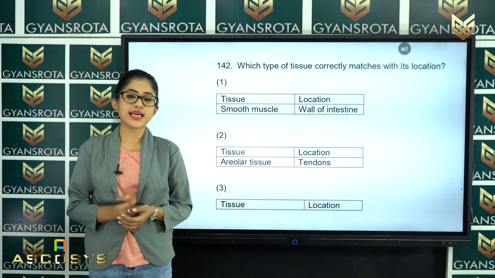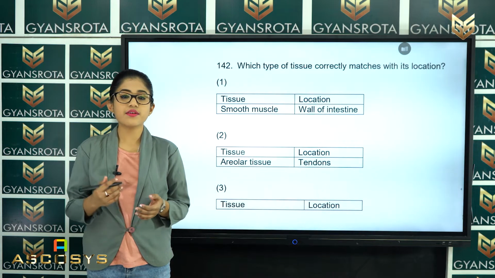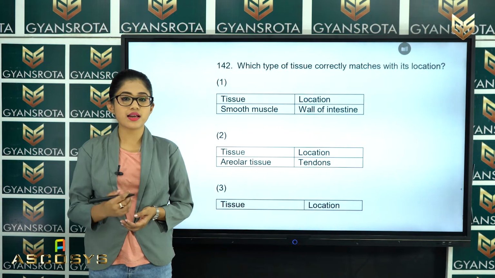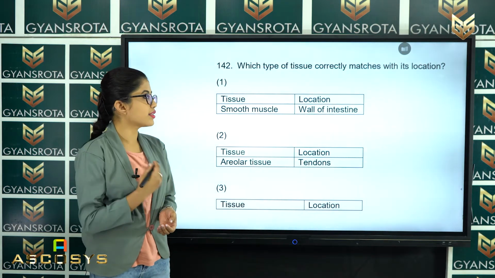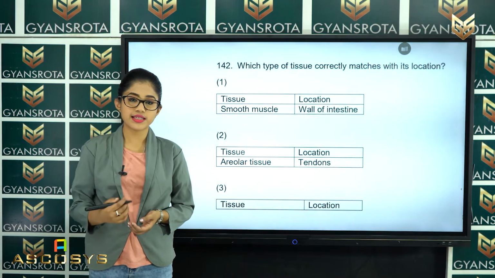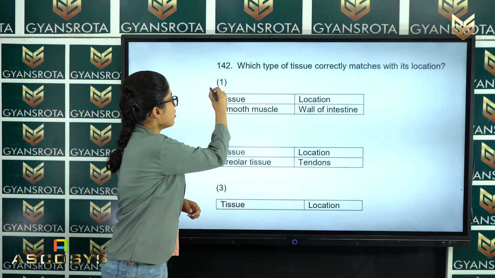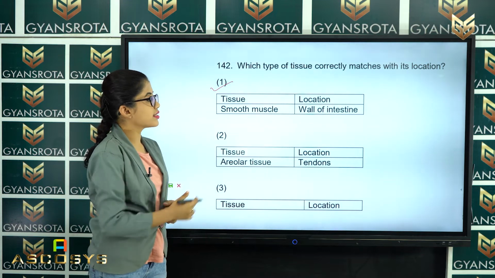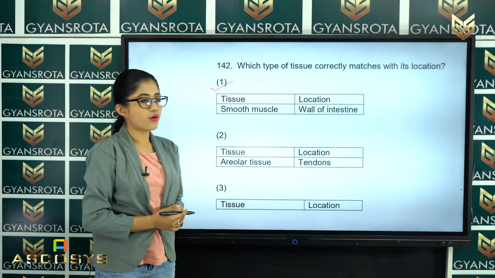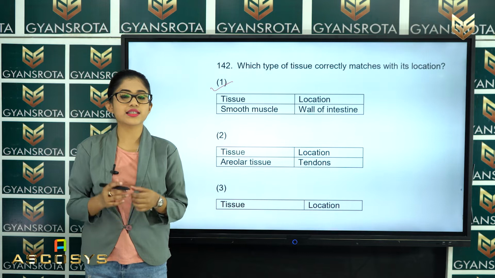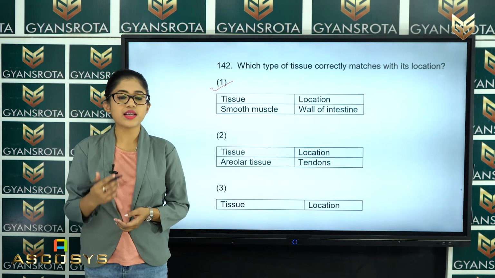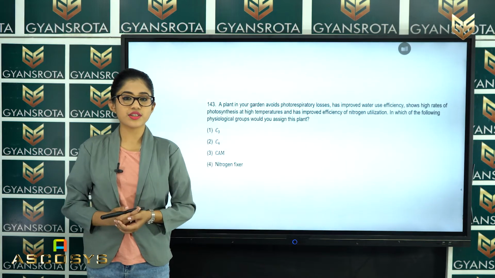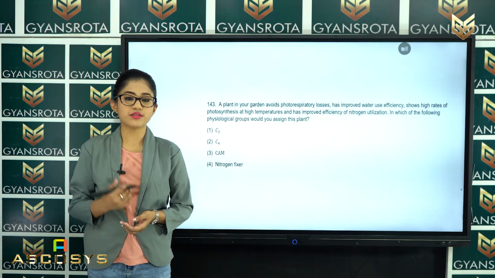So these are all the names of the animal tissue that we have discussed in the chapter Structural Organizations in Animals. So which among them is correctly matched? That is the option number 1. So in the option number 1 that says the smooth muscles are located in the wall of intestine. So this is the correct answer. Now let us see the next question. Now the next question is question number 143.